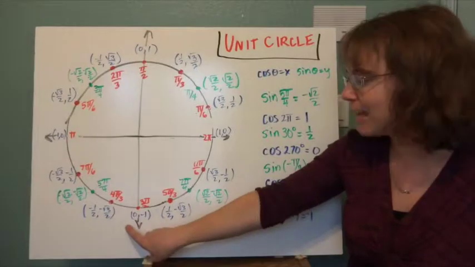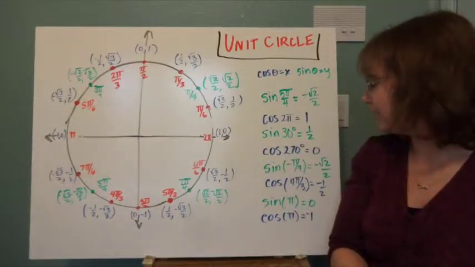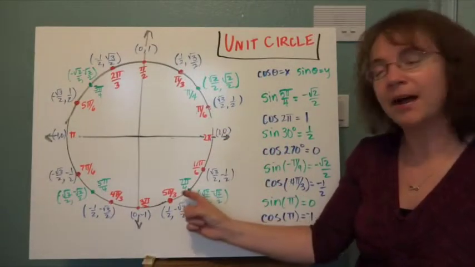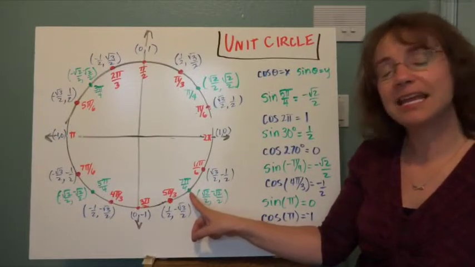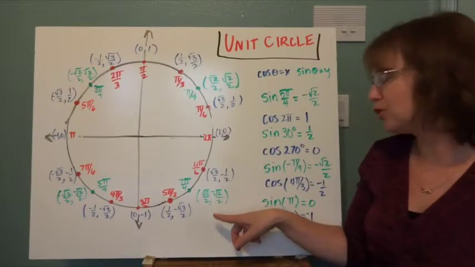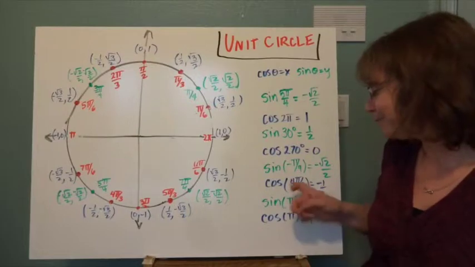Cosine of 270 degrees, this is 180 degrees plus another 90 degrees, this is 270 degrees. Cosine is my x value, which is just a 0, so cosine of 270 degrees equals 0. Sine of negative pi over 4, I'm going to go back pi over 4, so it's going to be right here. And my sine is going to be negative, in this case, it's going to be my y coordinate, so that's negative rad 2 over 2, or if you didn't rationalize, negative 1 over rad 2.